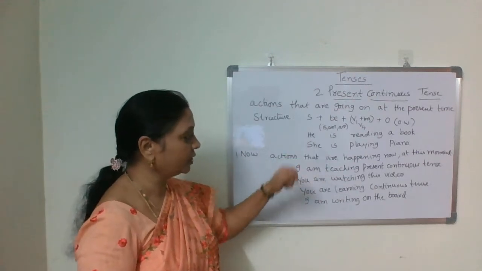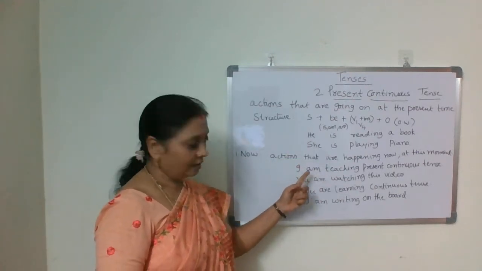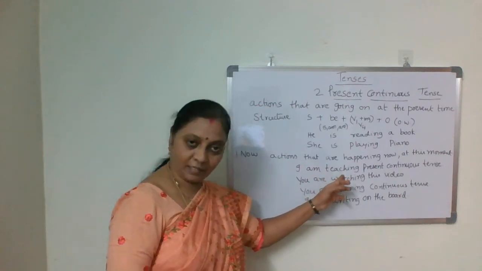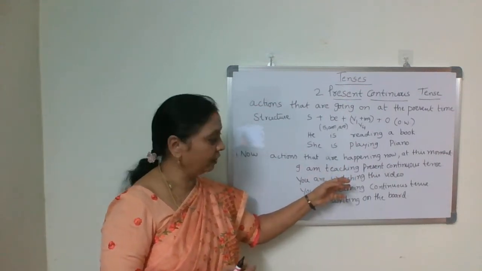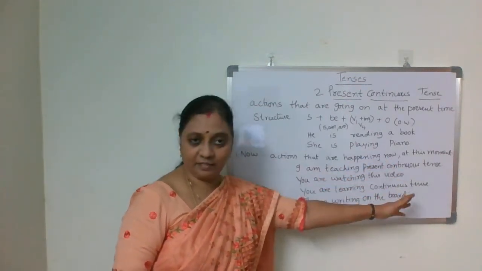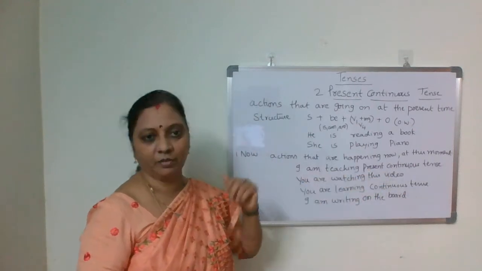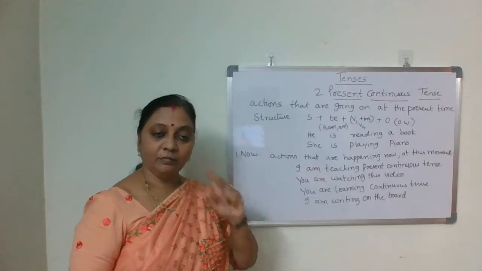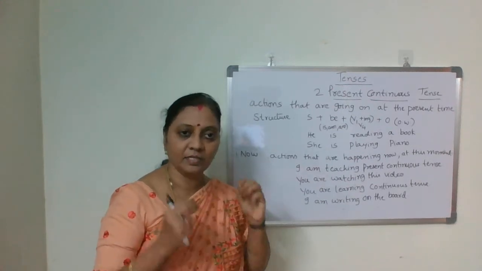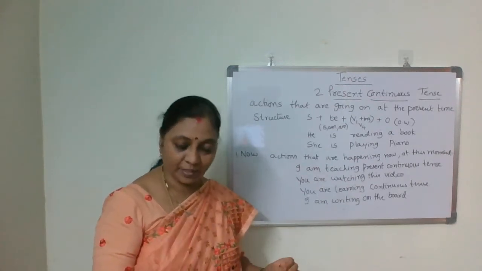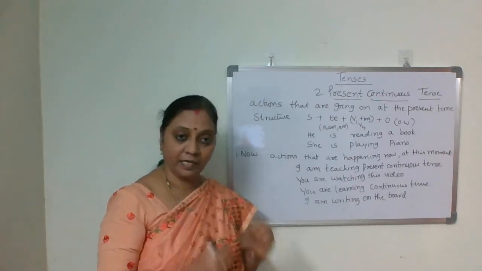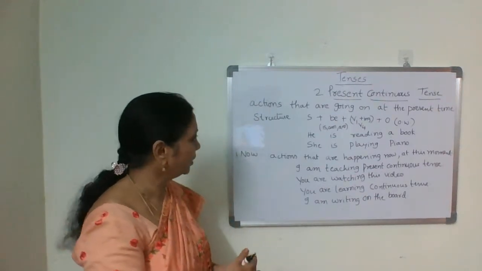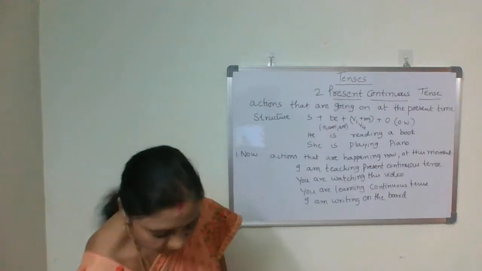But you have to follow the structure: subject plus be form plus V1 plus ing form or V4, then object or any other word also. Okay, so this is the first one. What is the first one? The actions that are going on at present, at this moment, and now. Next we see the second one.